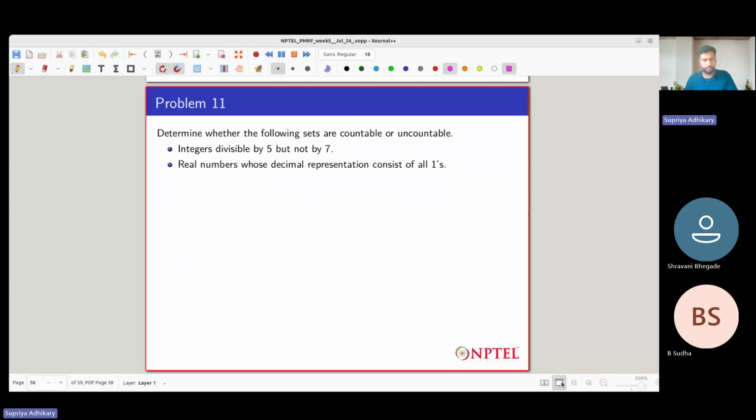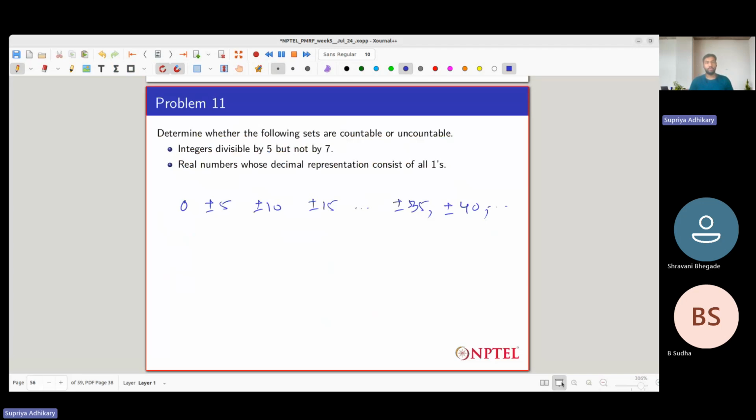In this problem we have two cases. Two sets are given. The first set is given by all those integers that are divisible by 5 but not 7. So what are the integers that are divisible by 5? First we will list all those integers that are divisible by 5. That will be 0, plus minus 5, plus minus 10, plus minus 15, and plus minus 35, plus minus 40, and so on.